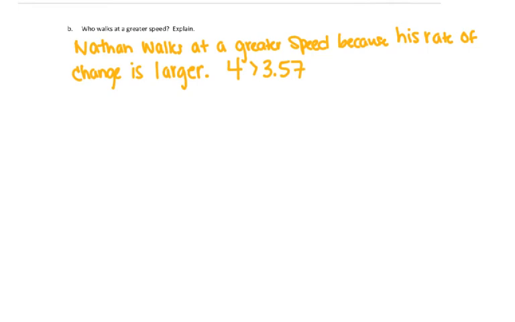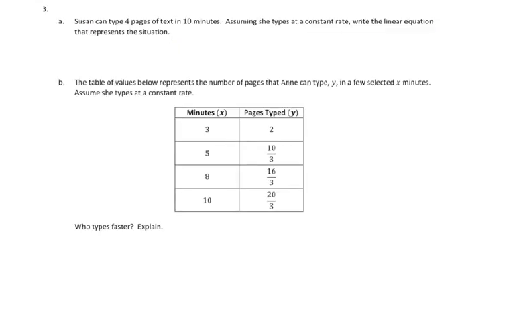His slope is larger than Nicole's, or his rate of change is larger than Nicole's. He is covering a larger distance in 1 hour than Nicole is. So that is what they're asking us to do in each of these exercises. They're asking us to compare rates of change or slopes to determine who is doing something faster. So I'm going to move on to the next question now.